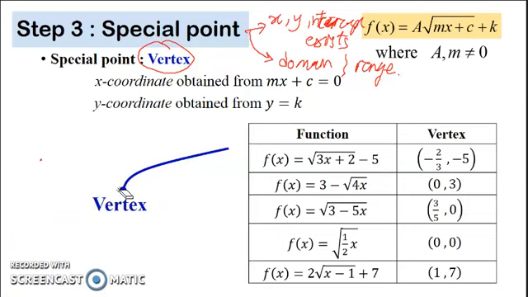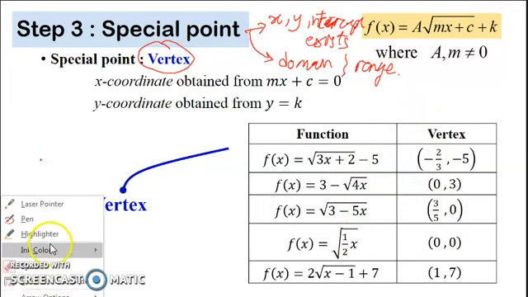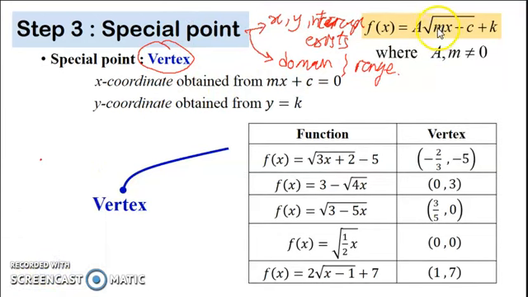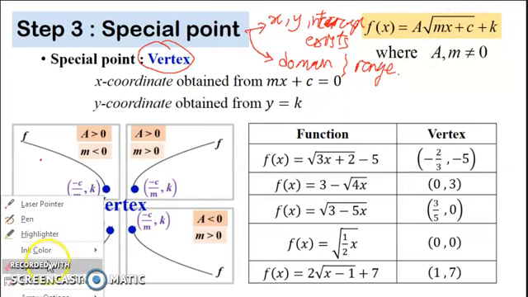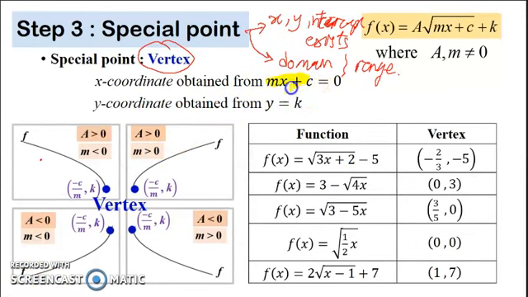In the examples, this is how I find the vertices. Again, I refer to the mx plus c in the functions in the questions to find the coordinate of x. I obtain this coordinate of x by making this mx plus c equal to 0. So this is the corresponding x answer that I solve.